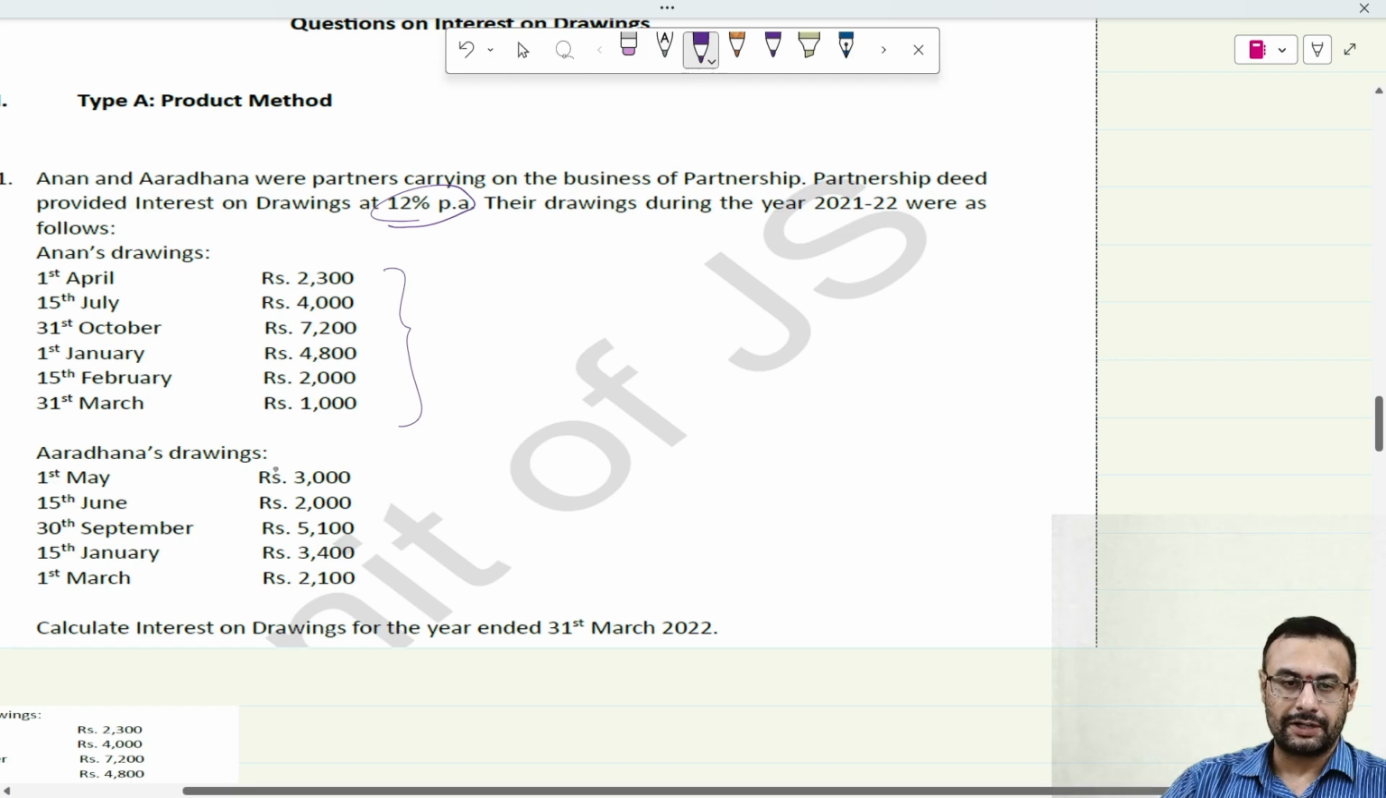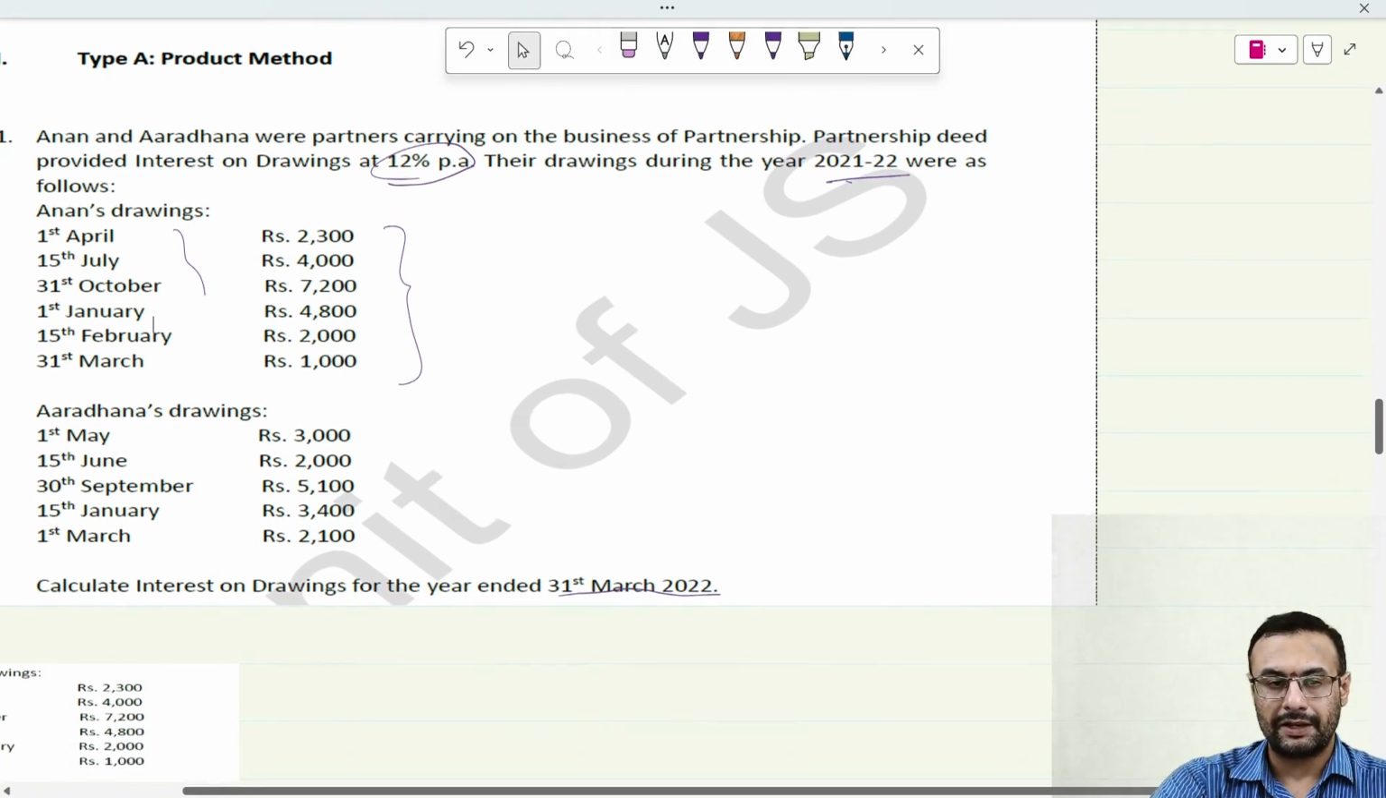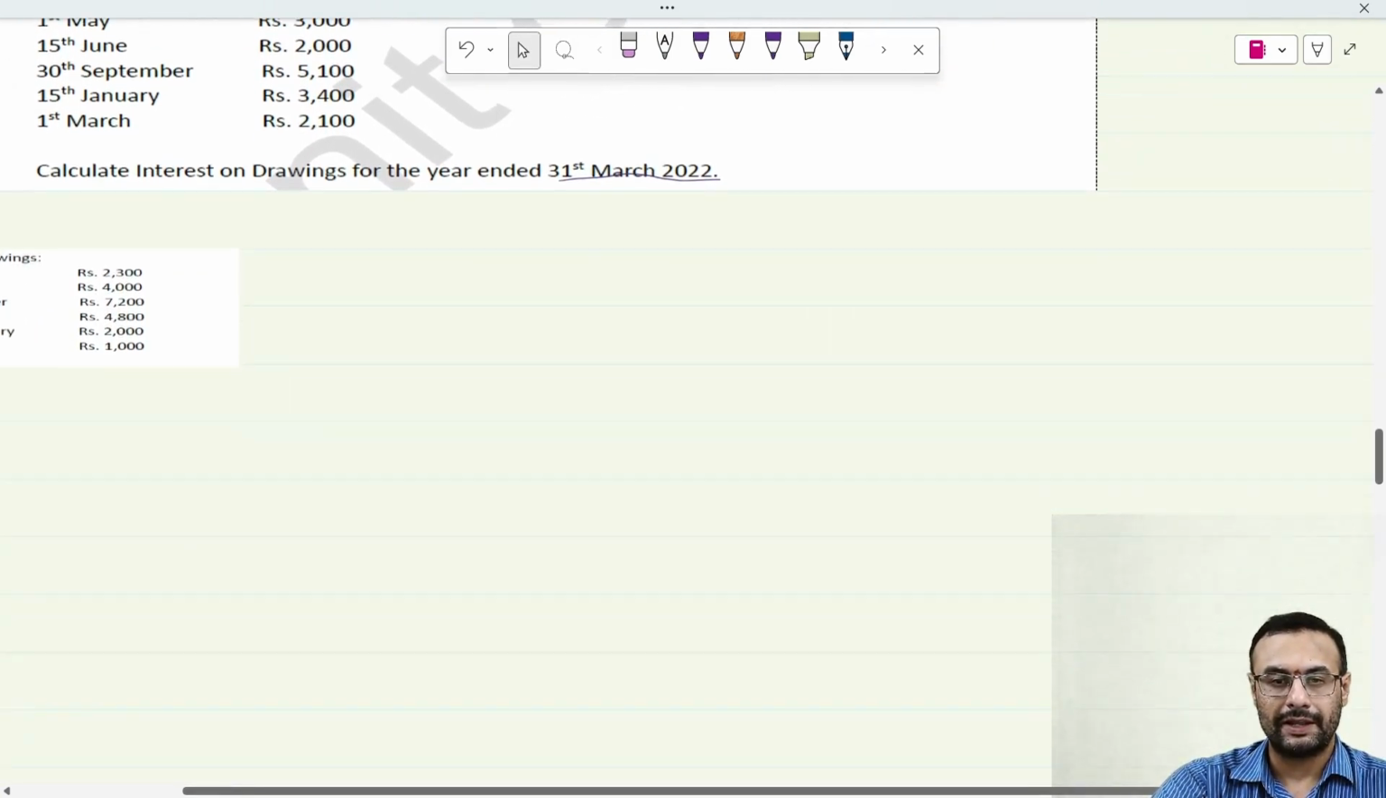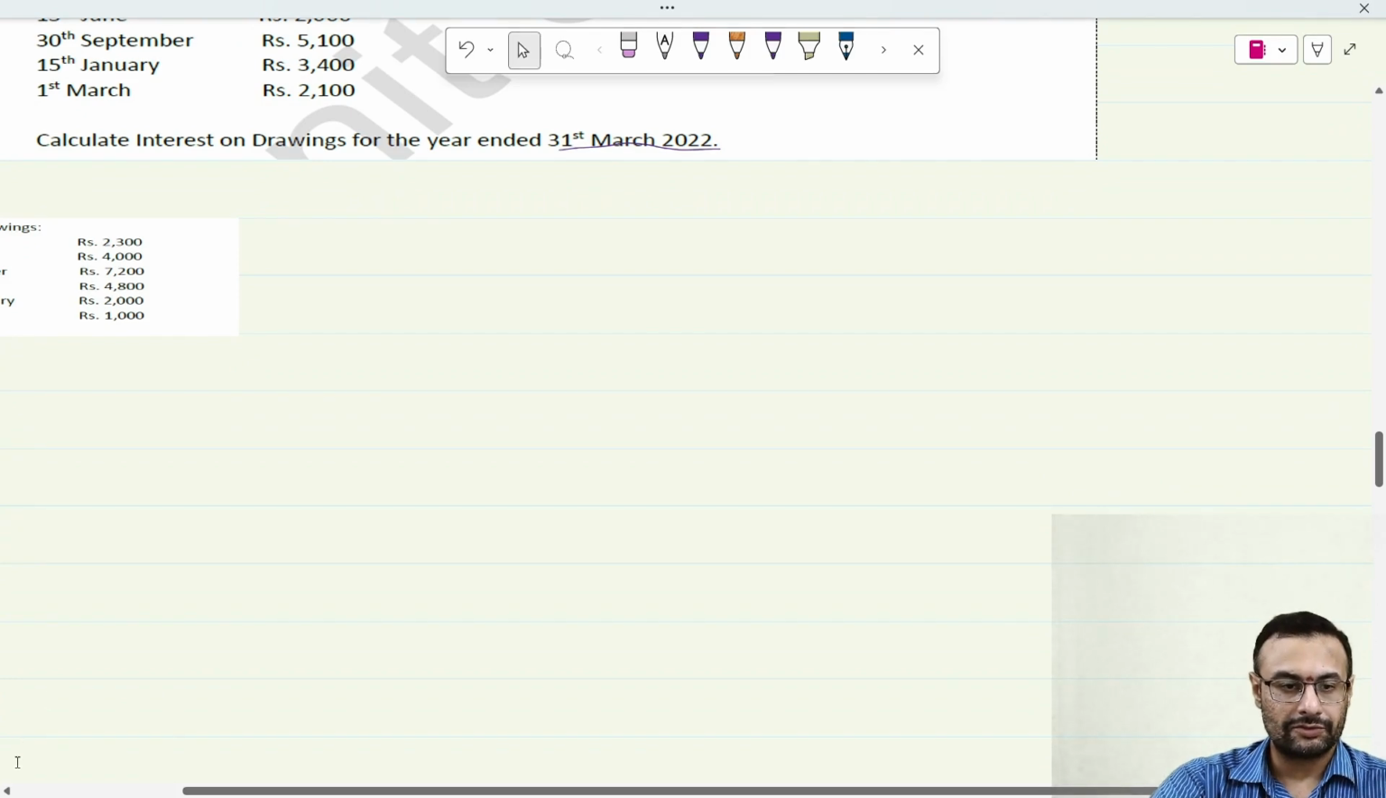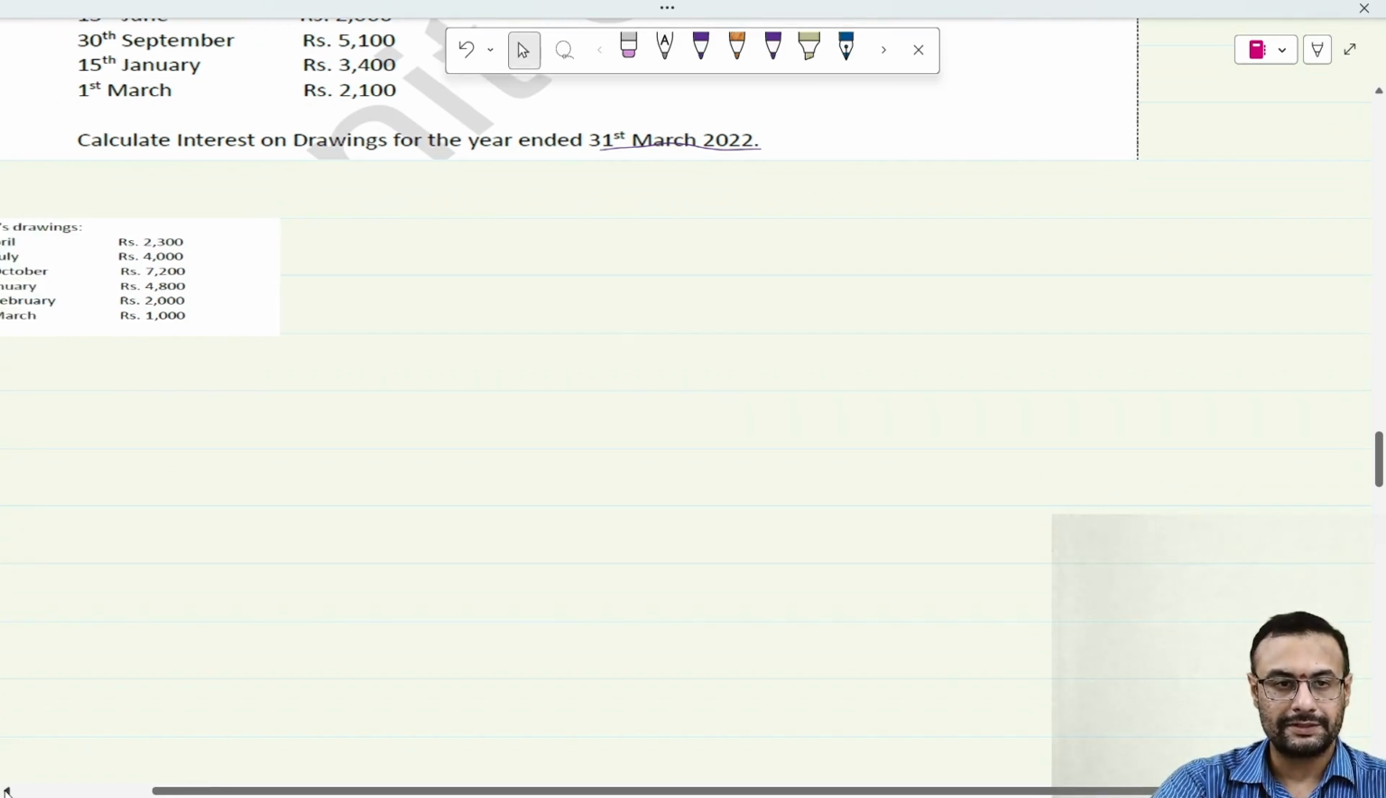One word of caution: here they have told 31st March 2022, and here they have told 21-22. Here they have not told the year, but still in the format you are required to write the year properly and the date properly. For our convenience, I have kept the data so that you can see properly. This is about Anand's drawings only.